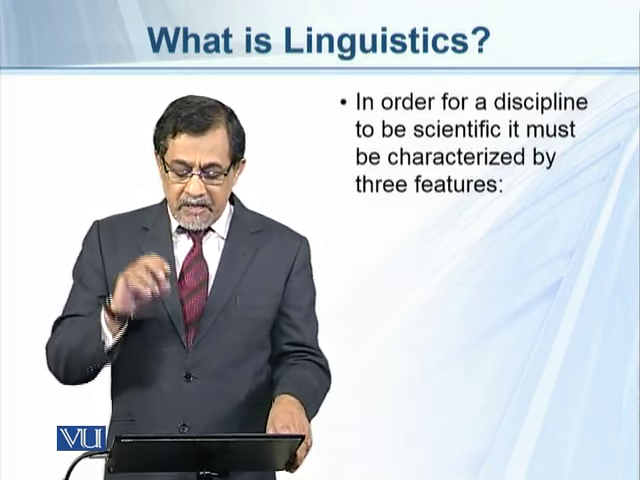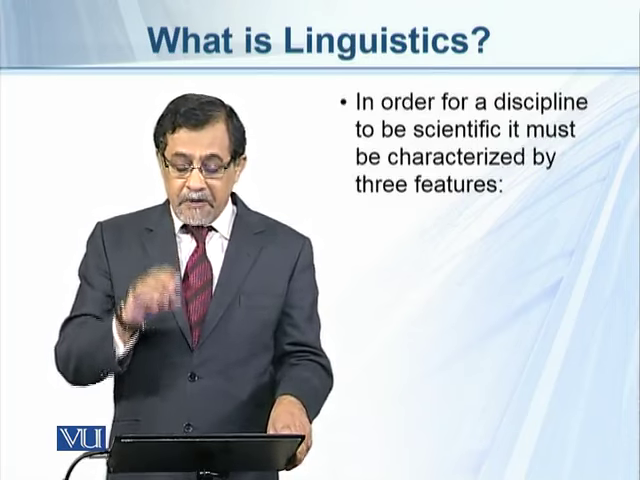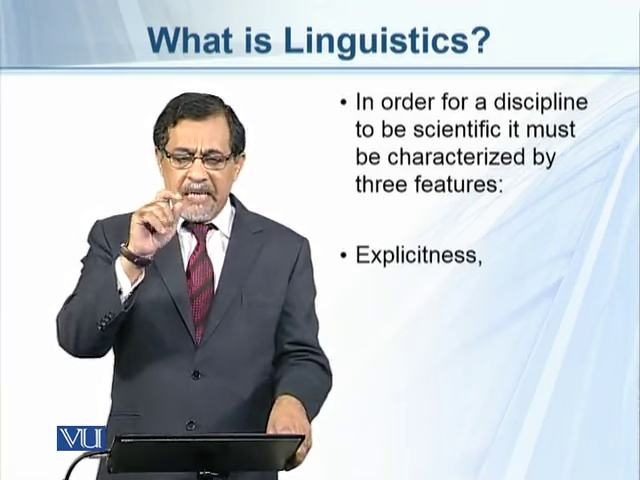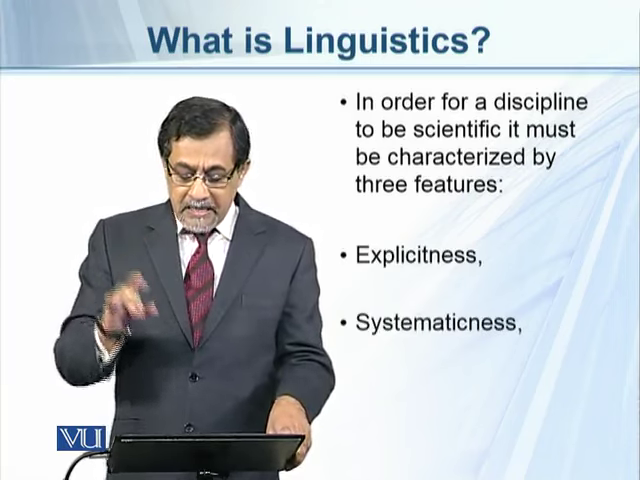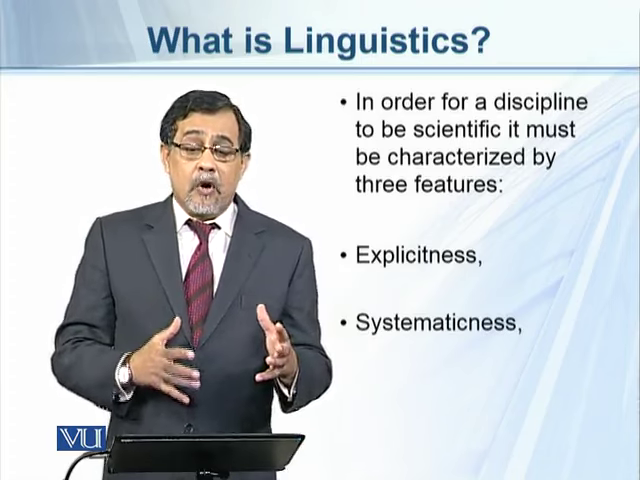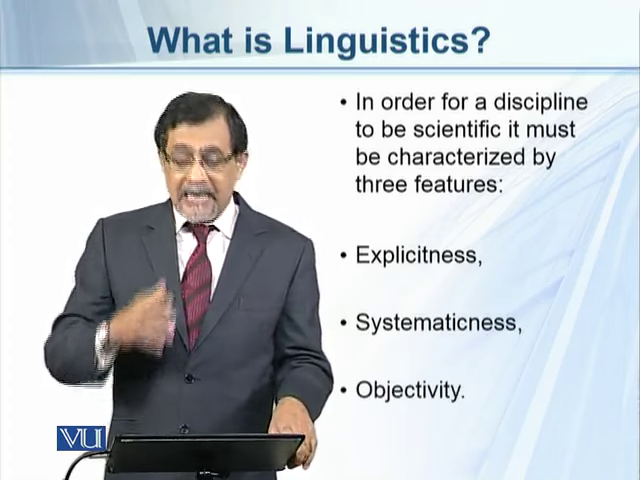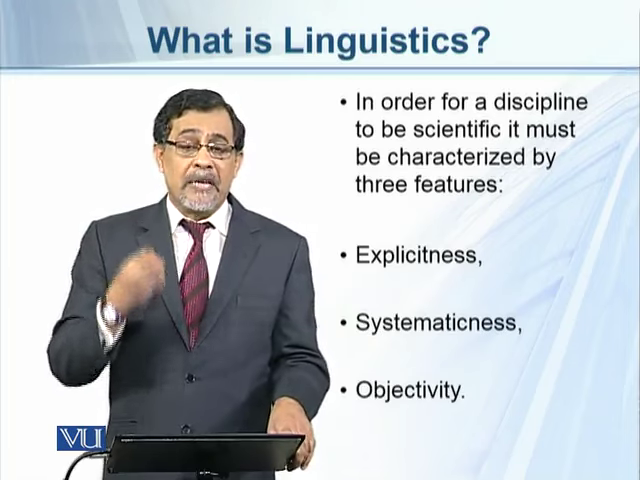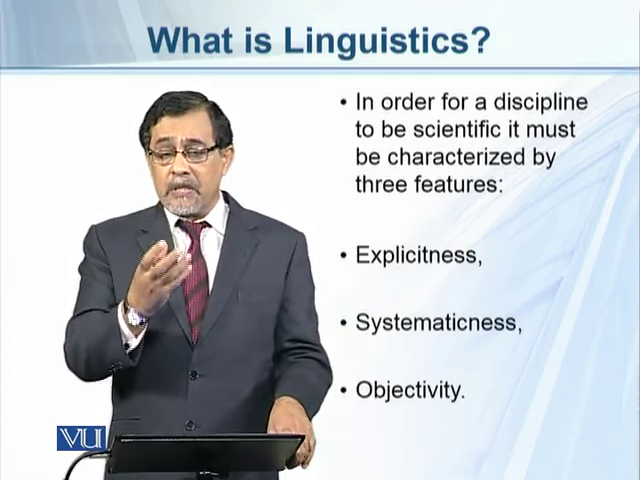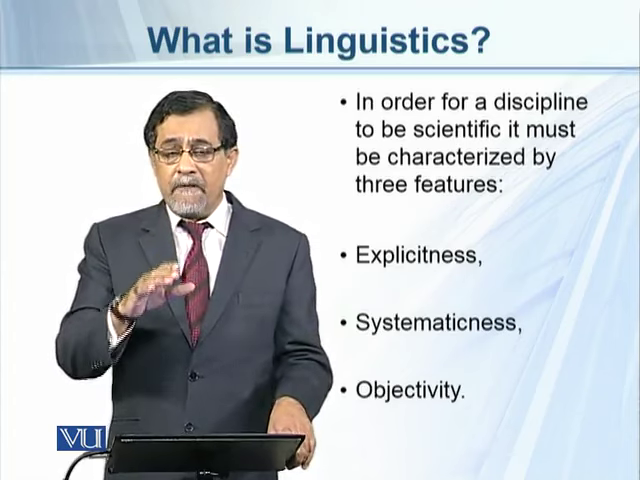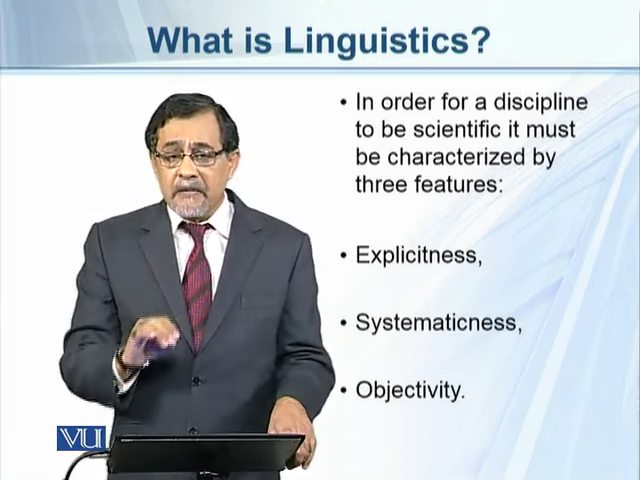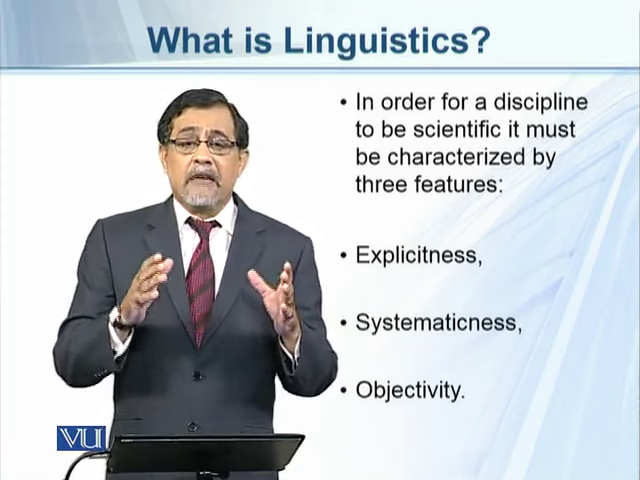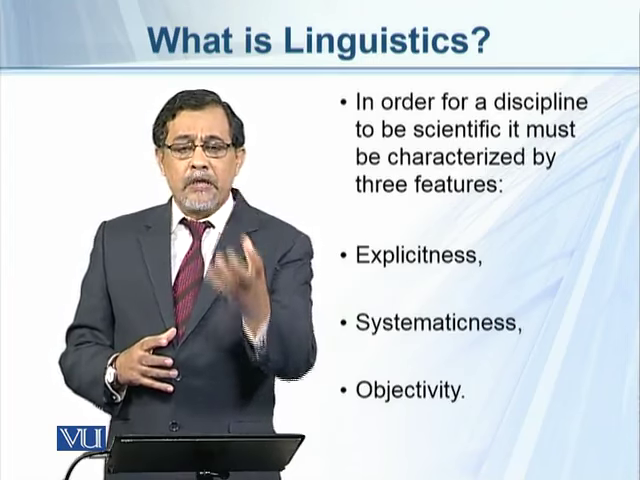In order for a discipline to be scientific, it must be characterized by three features. Explicitness, that the study a linguist makes must be explicit. Systematicness, that it must be systematic, not hodgepodge or haphazard. And objectivity, it should be empirical. It should not be on hunch or on guesses. The linguist studies language on the basis of empirical science or objectivity. So these are some of the features which a linguist follows and which are actually involved in the knowledge of linguistics.